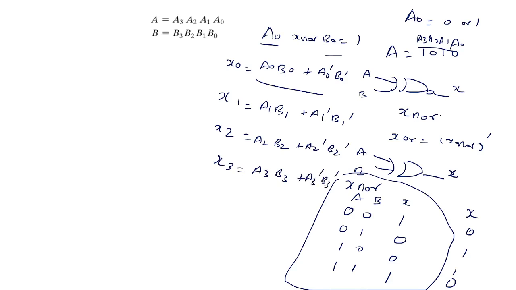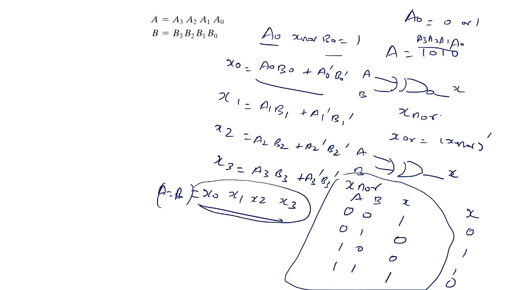So when can I say A is equal to B? X0 should be 1, X1 should be 1, X2 should be 1 and X3 should be 1. If all are 1s, then only A equal to B will be 1. So I can write A equal to B as X0 and X1 and X2 and X3. That is the idea behind this. I hope you can understand this. The XNOR operation can be used to check whether both the bits are equal or not.